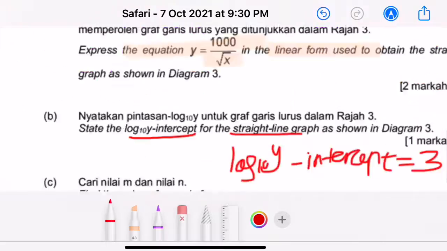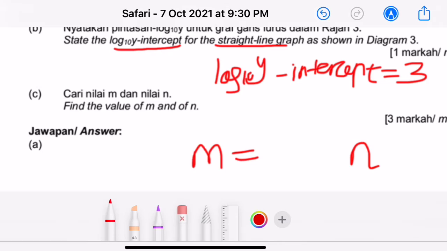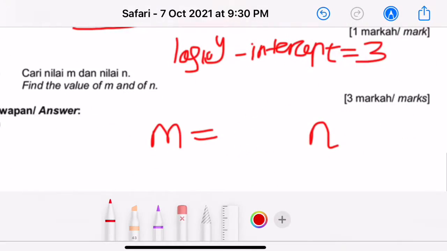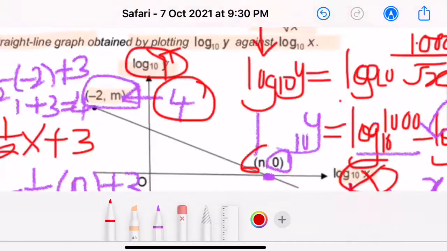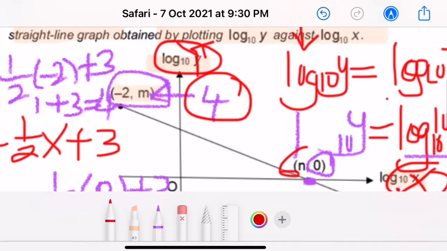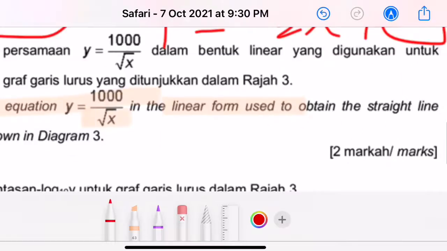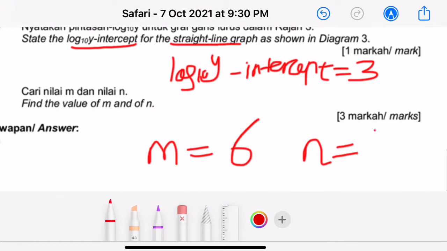We actually substitute and find n is 6, then m equal to 4. We always check the logic: it's positive, and this x is also positive. Looks like it is perfectly correct. M equals 4. That is how we solve the question involving the linear law.